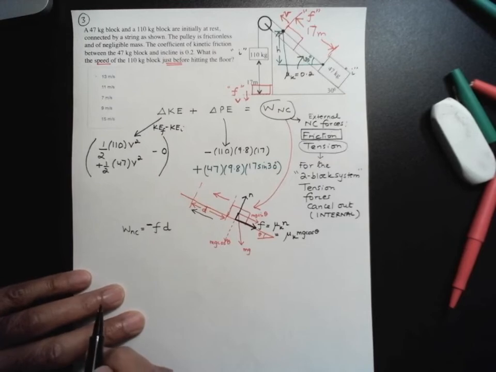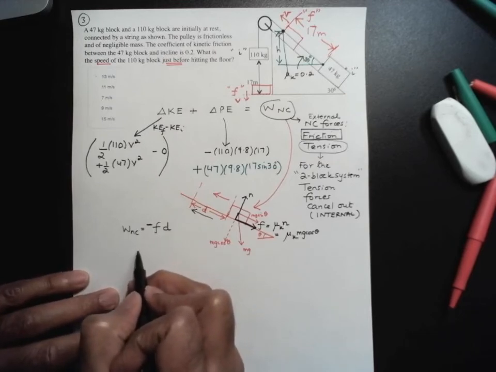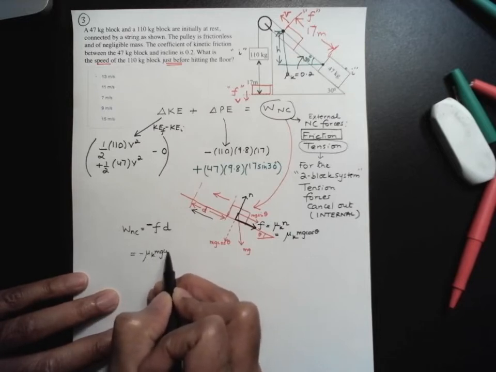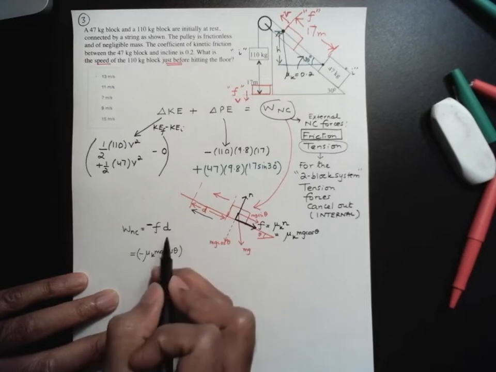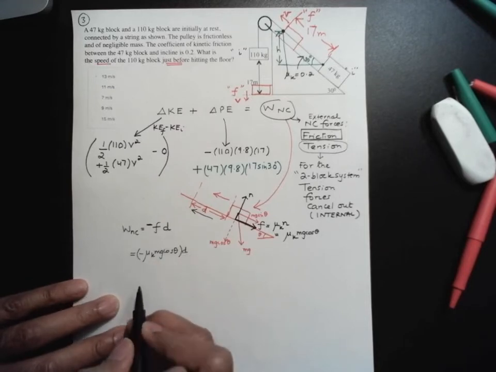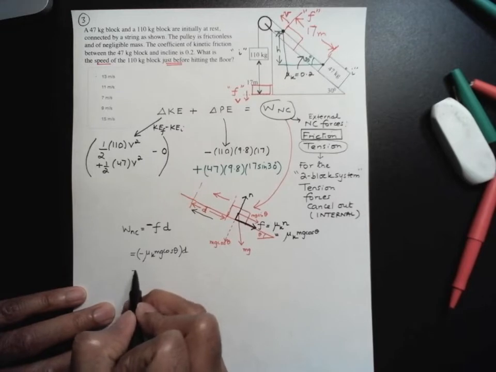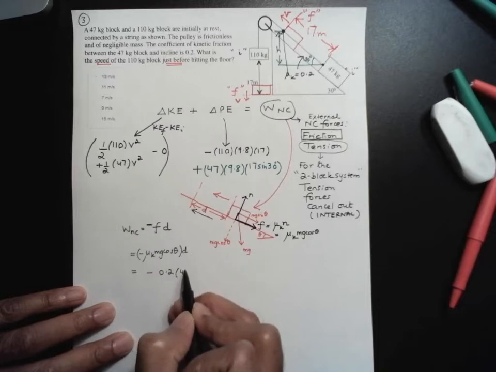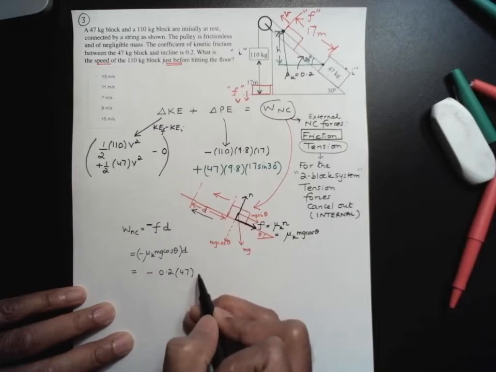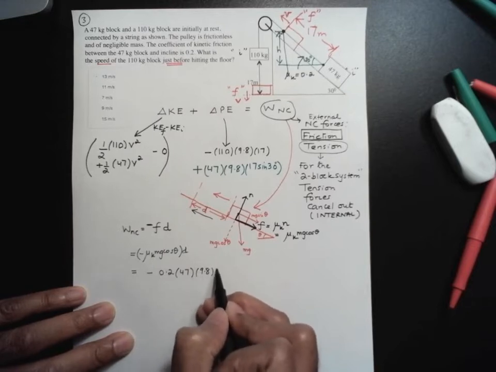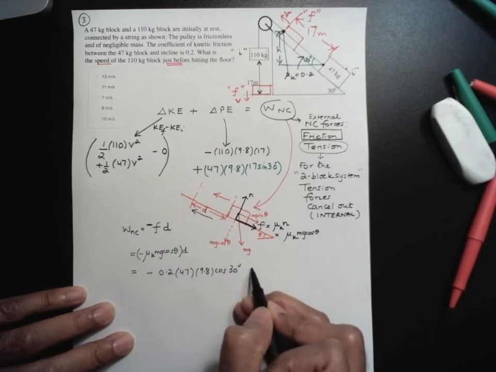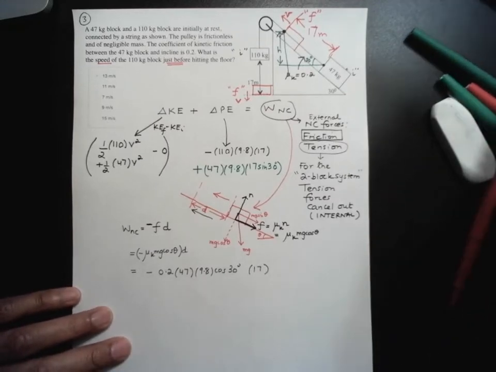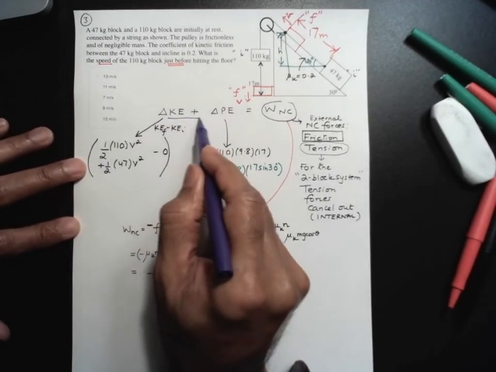That's your frictional force. Okay, so this work done by the non-conservative force is minus mu k mg cosine theta times the displacement d. So let's put in the values now. So this is minus mu sub k is what, 0.2. The mass is 47. The g is 9.8. Cosine 30 degrees, and then the displacement is 17 meters. So I have now all the components I need for this equation.